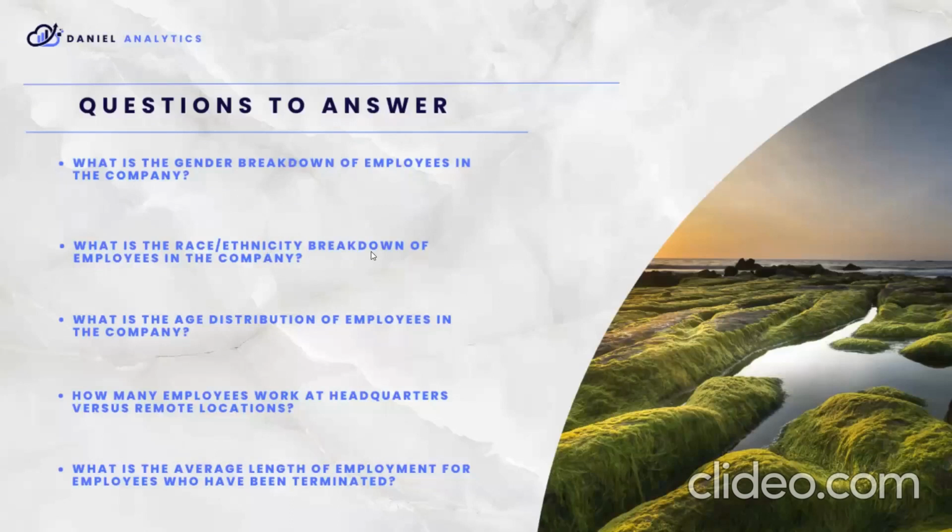And these are some of the questions we want to answer. I'm just going to touch on 3. The questions are available on GitHub, so you can always go there and access them. Maybe take your time and read the questions on GitHub. So the first question is, what is the gender breakdown of employees in the company? What is the race and ethnicity breakdown of employees in the company? And also, what is the age distribution of employees in the company?